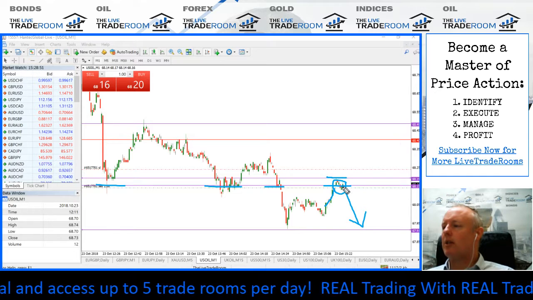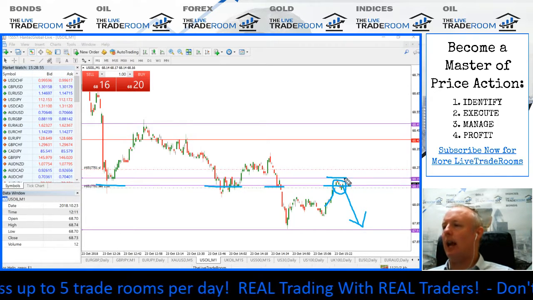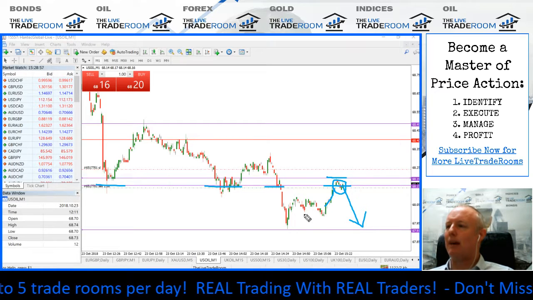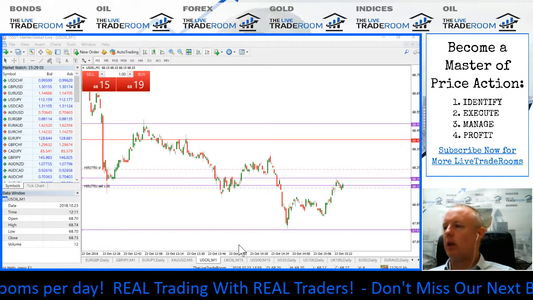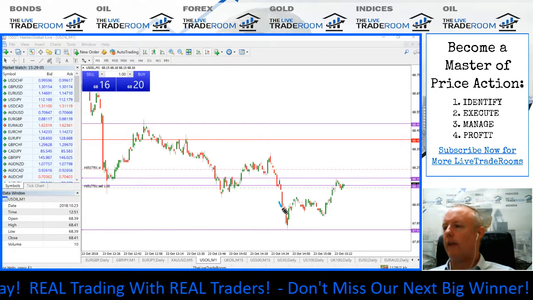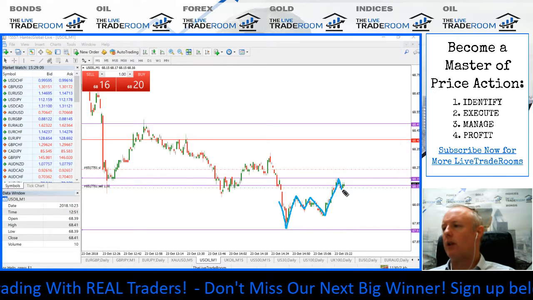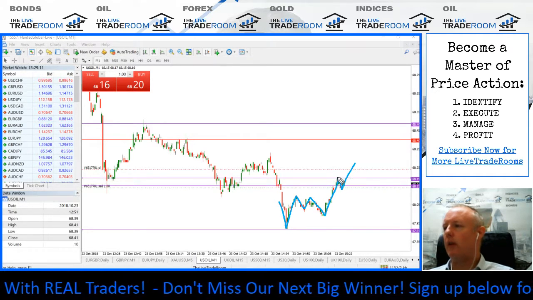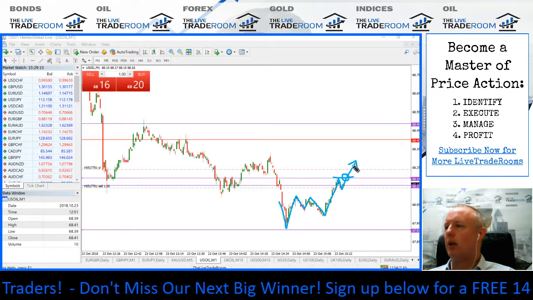Now, if it does break above the 68.19, then it represents a structural failure to the upside. So it would confirm for us that we're probably no longer looking for an opportunity to sell this market. So if we get this move, then we'd want to be out of this trade anyway, because we're likely to be pulling back.